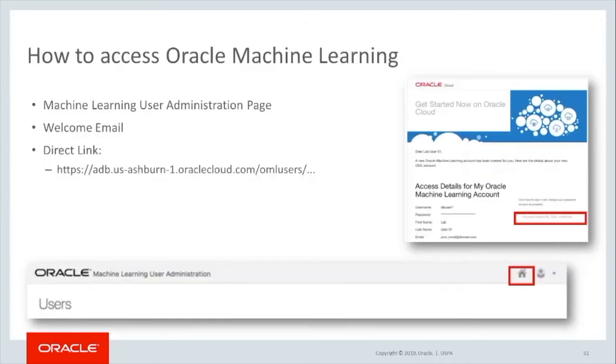After creating the user, you will need to log into the Oracle Machine Learning. The first option is to click on the button on the same screen you used to create the managed OML users. The second is via the email you received when you created your OML account. The third would be if your admin provided you with a direct link to OML.